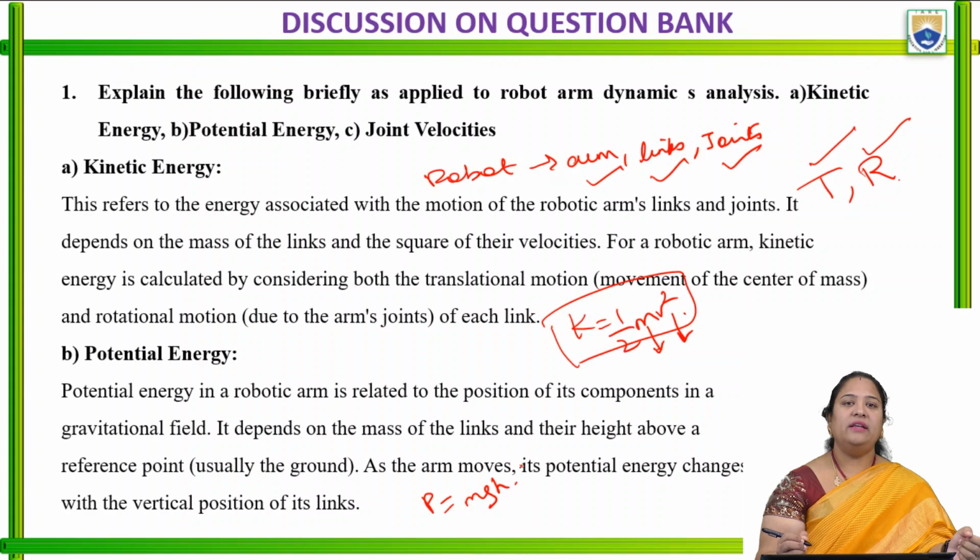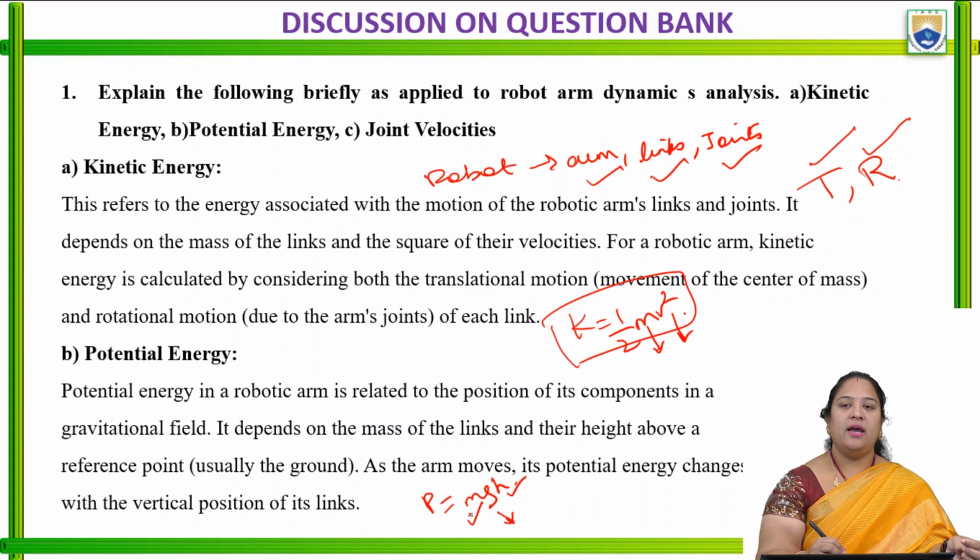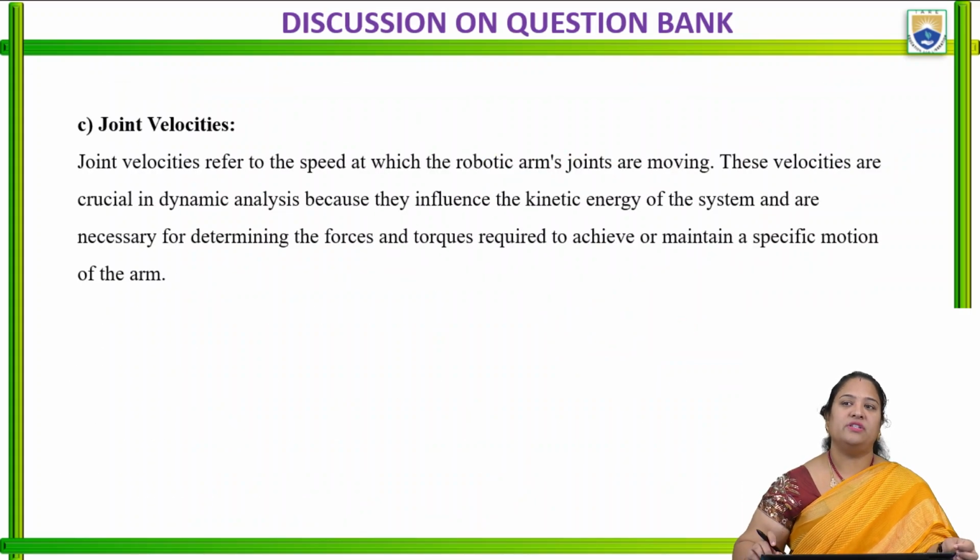Whereas potential energy is nothing but mgh, right? That is, the potential energy in the robot arm is related to the position of its components in the gravitational field. Position of the component in the gravitational field means it is nothing but g, right? And it depends upon the mass of the link and their height above the reference, that is mgh. It depends upon the mass, the gravitational force, and the height above a reference point. As the arm moves, its potential energy changes with the vertical position of its links. That is known as the potential energy.